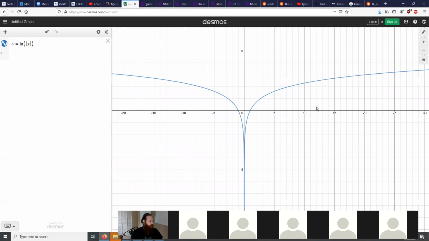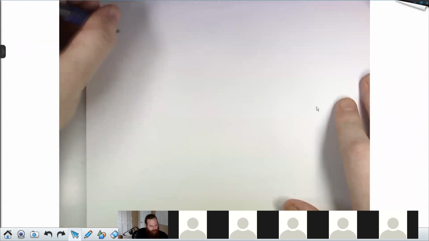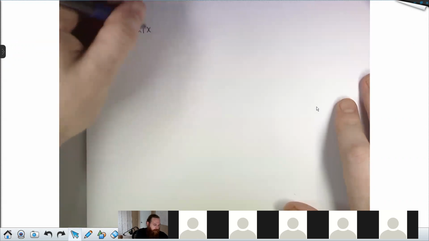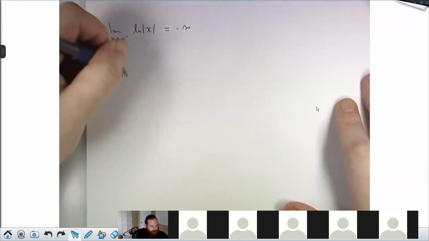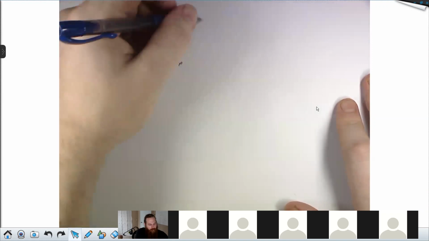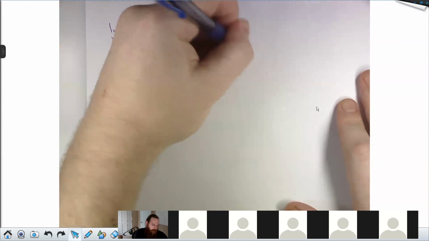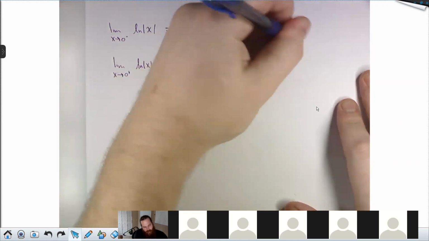So based on this graph, could you tell me what is the limit as x approaches 0 from the left of ln absolute value x? Negative infinity. Yeah, now we've got that symmetry, so we can say both of the one-sided limits are negative infinity. Therefore, here the overall limit does exist, and is negative infinity.